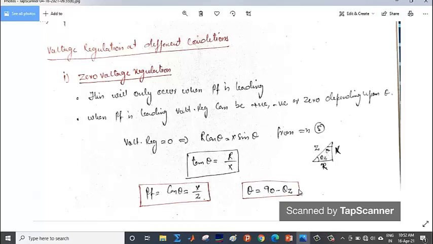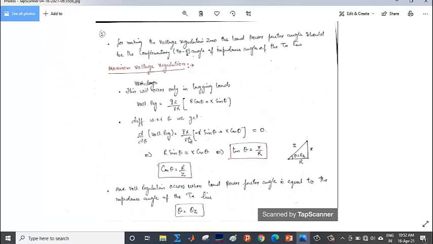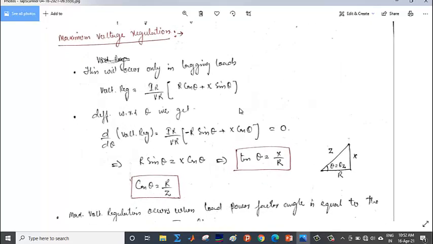So to have a voltage regulation of 0, the power factor angle should be the complementary angle of the impedance angle. You can conclude here that for making the voltage regulation 0, the load power factor angle should be equal to the complementary angle of the impedance angle of the transmission line. In that case, we can make this voltage regulation equal to 0. Now, maximum voltage regulation. Maximum positive voltage regulation will occur only at lagging loads.